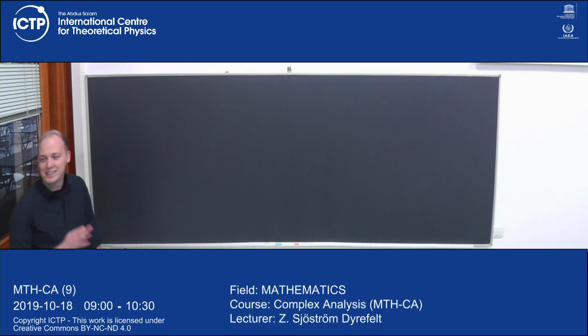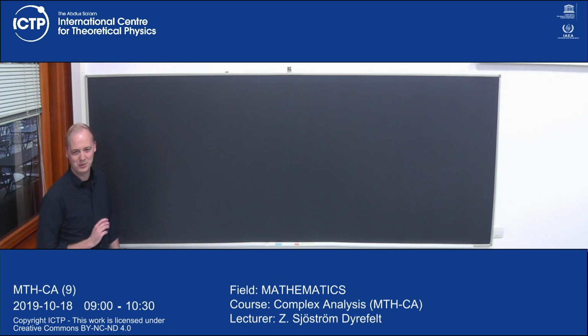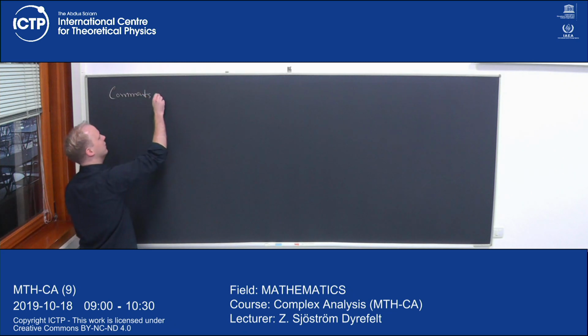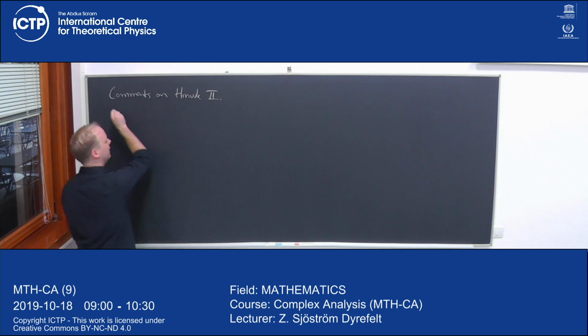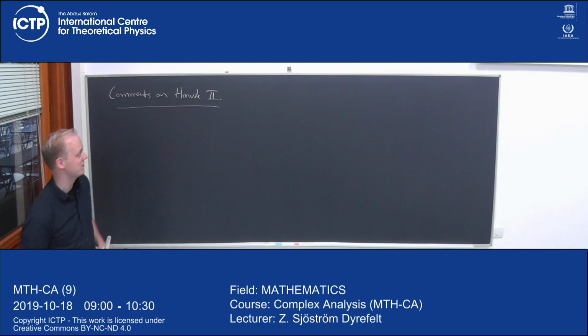clarify something, which I think you all know, but just in case you don't, let's just take 2 minutes to go over it together. So the comments on homework number 2. So the comment is on the first question. So what is the principal branch of the square root, and what does it mean to be a principal branch?